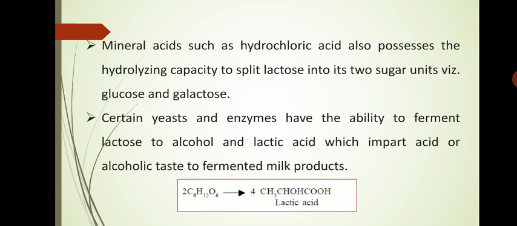Certain yeasts and enzymes have the ability to ferment lactose to alcohol and lactic acid, which impart an acid or alcoholic taste to fermented milk products. You know, there are some yeasts, like baker's yeast, and some enzymes that have the ability to ferment lactose to alcohol as well as lactic acid.